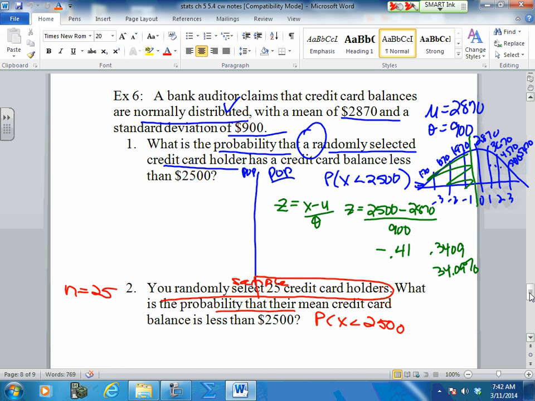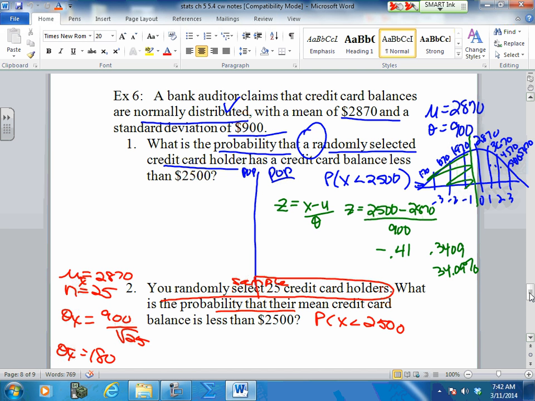The problem is the standard deviation gets a little bit smaller. Our new standard deviation, our mean stays the same. God bless you. And our new standard deviation says take this over the square root of 25. And the square root of 25 is 5. So we divide 900 by 5. And we get a new standard deviation of 180.